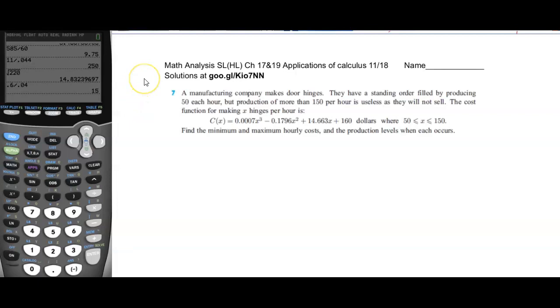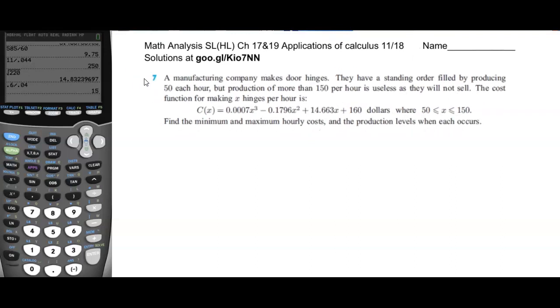Okay, we got a couple more business problems on this page, page 11 of applications of calculus. A manufacturing company makes door hinges. They have a standing order filled by producing 50 per hour, but production of more than 150 per hour is useless as they will not sell. So basically their domain is 50 ≤ x ≤ 150.